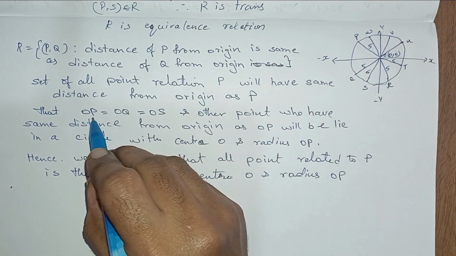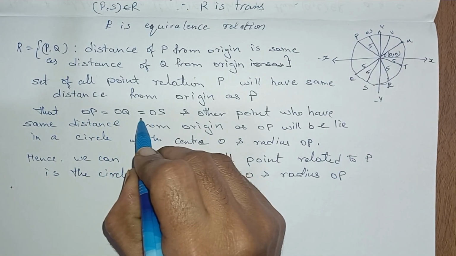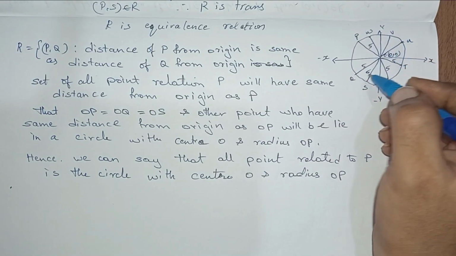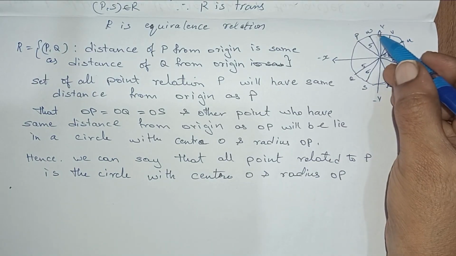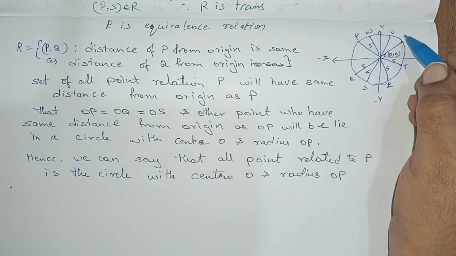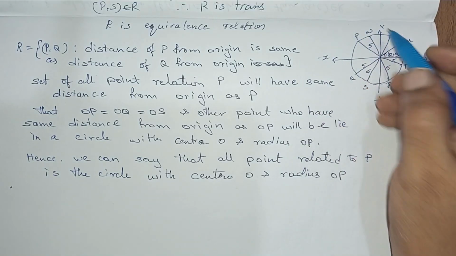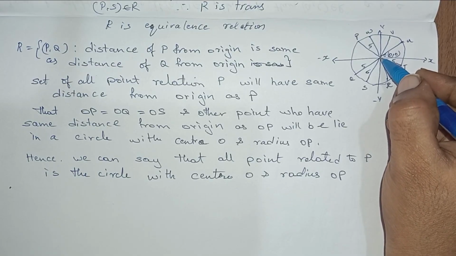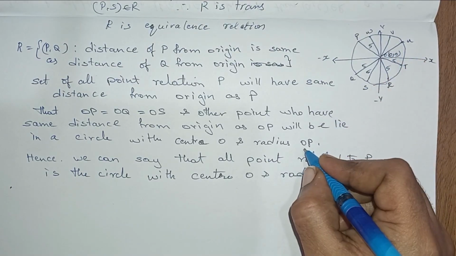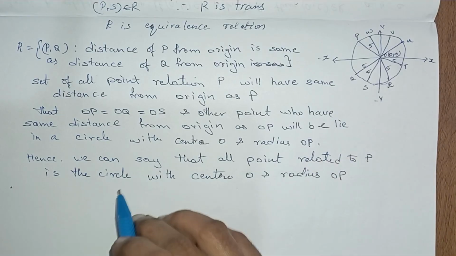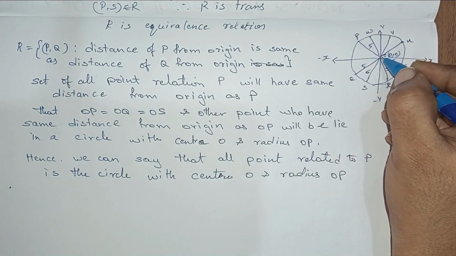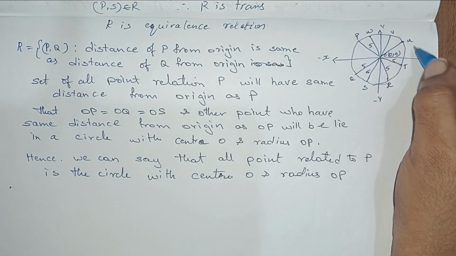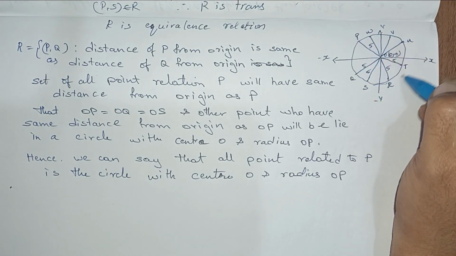So we can tell that OP is equal to OQ, OQ is equal to OS, and if we take other points like R, T, U, V, W, all the points will be of the same 5 units only. So it is related to P, with the origin as 0 comma 0 and the radius O comma P. So if we draw a circle keeping the origin as the center, then all these points will lie on the circumference.